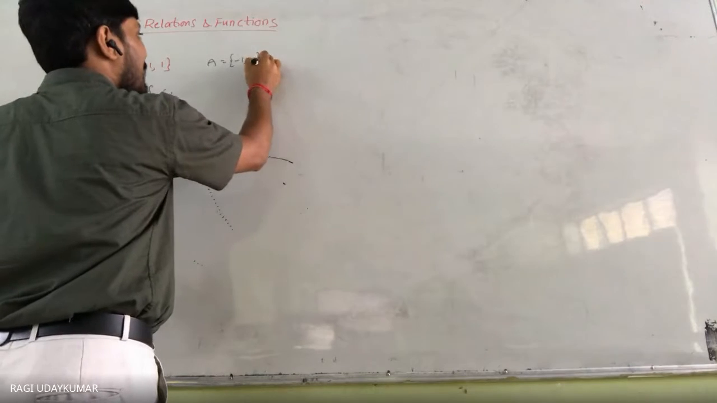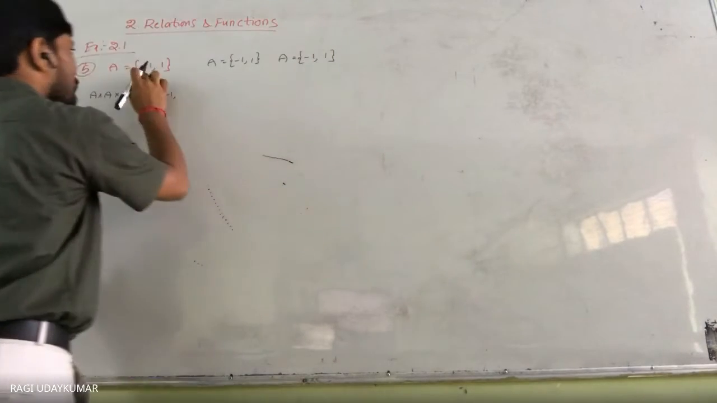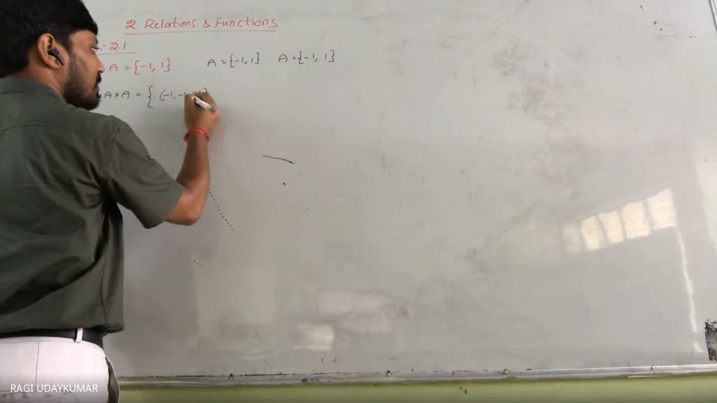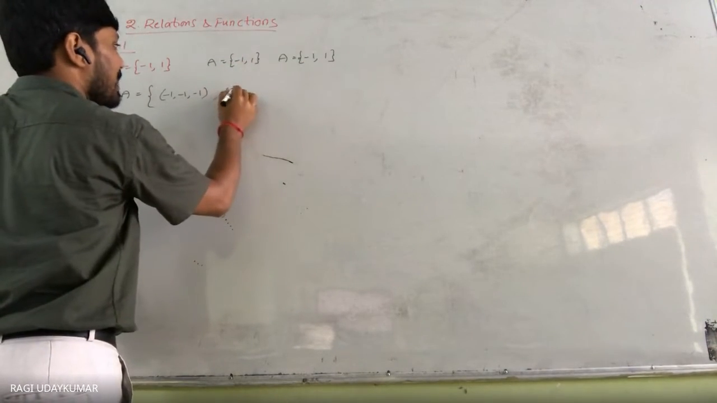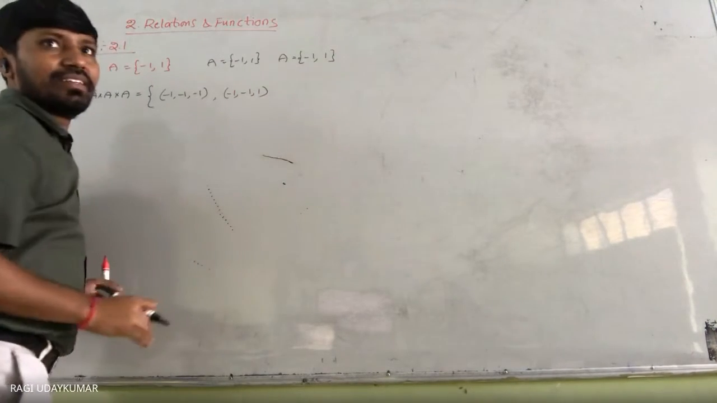Ordered triplets we need to take into consideration. In the ordered triplet, also take minus 1, minus 1, minus 1. Keep these two common, and take the last one again. So that means minus 1 comma minus 1 comma 1. With these two, this is done.